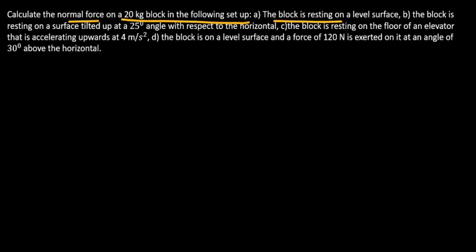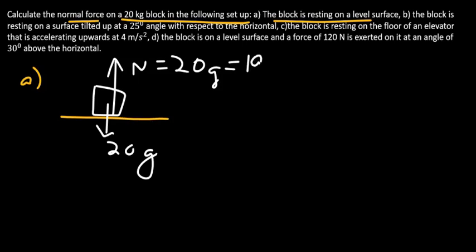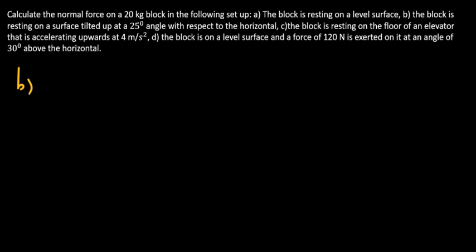Problem 3. Calculate the normal force on a 20 kg block in the following setup. In the first case, the block is resting on a level surface. So you have a surface and the block is just resting like that. So the weight is 20 times gravity. The normal force is just the same as its weight, which is 20 times gravity. Taking g to be 9.81, you get 196.2 newtons.